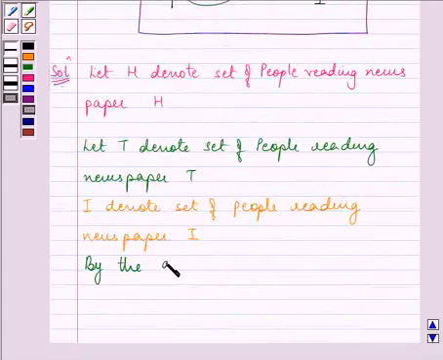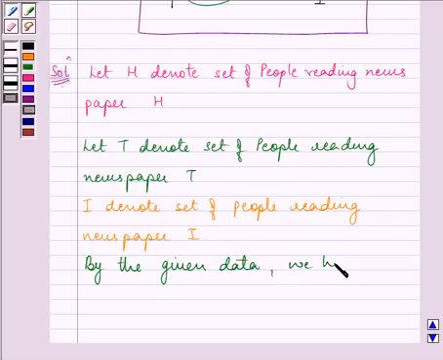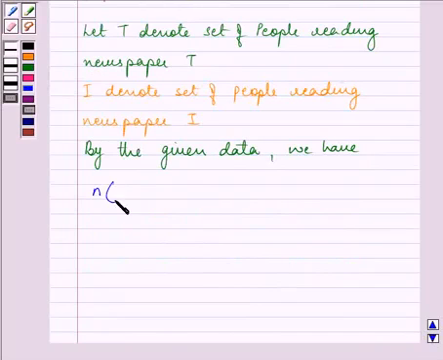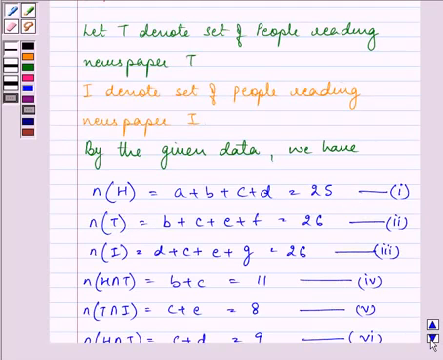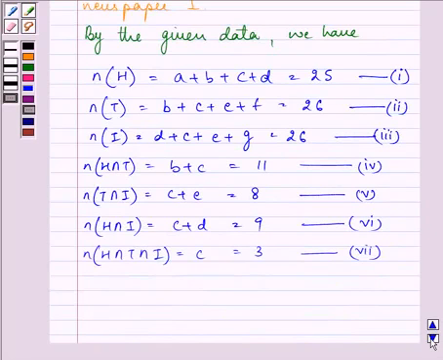By the given data, we have the number of people reading newspaper H as elements A plus B plus C plus D, that is equal to 25. Let it be represented by equation 1. Number of people reading newspaper T. So this is the information which is given to us in the question, and we have represented it in the form of equations and equated with the numbers we have been given.